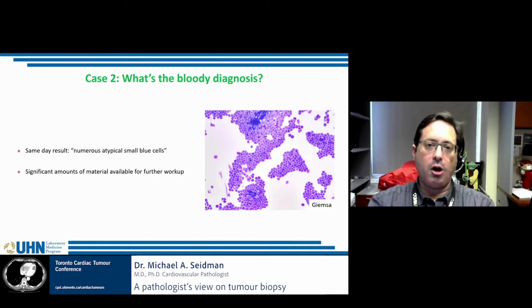And it was almost immediately identified that there were numerous small atypical blue cells, which is a category, so to speak, of neoplasm, frequently malignant, that includes a bunch of different types of lesions, and that has a fairly well-defined workup process. And numerous additional material was available, and the process was started from there to proceed. And I will give you more follow-up later in the talk.